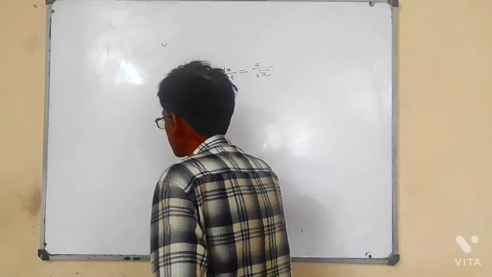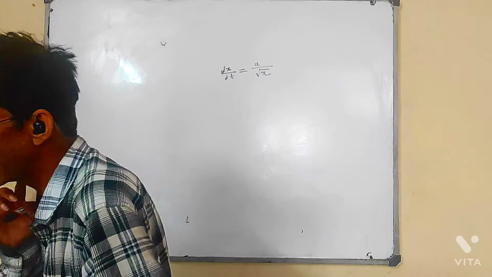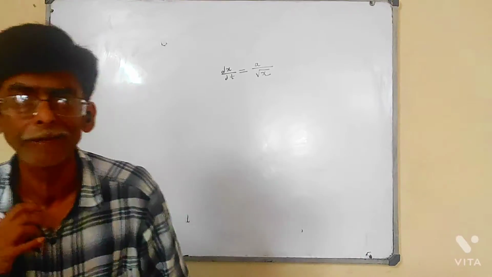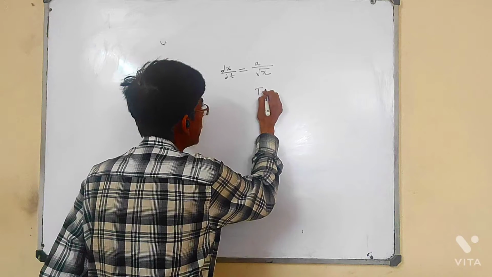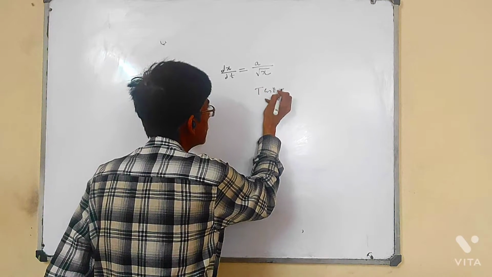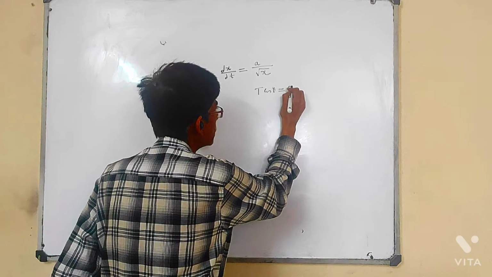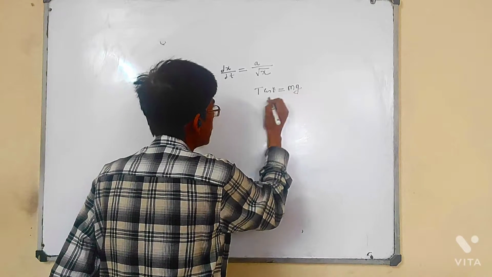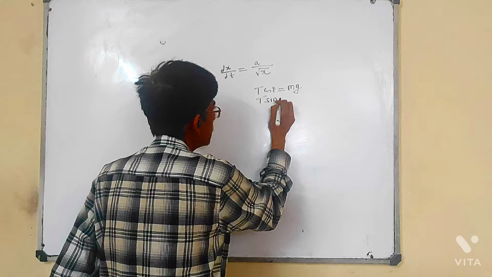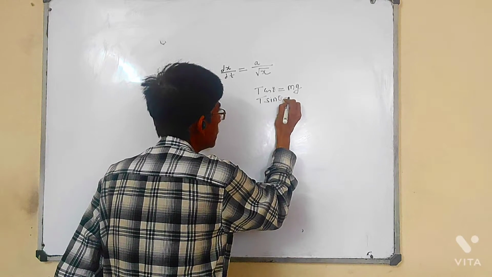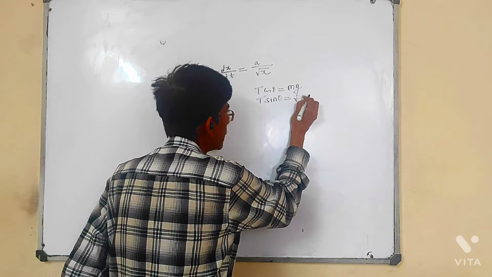If T is the tension in the string and theta is the angle made by the string with the vertical, we have T cos theta equal to mg, and T sin theta equal to root 3 F.